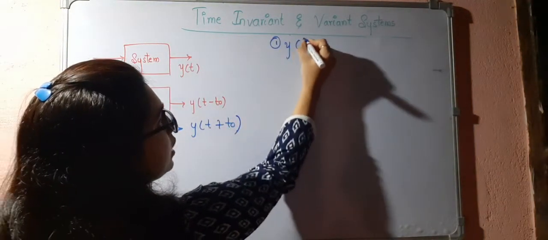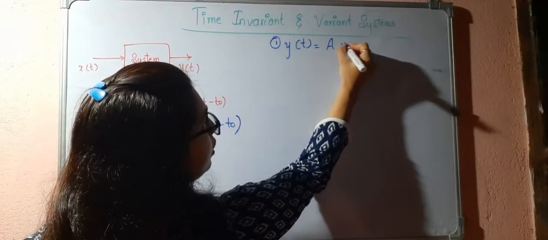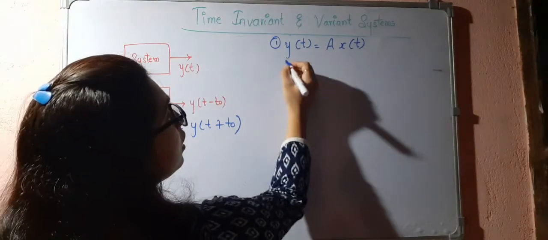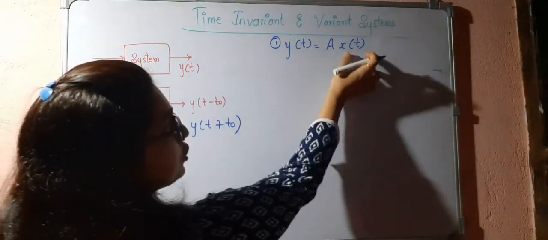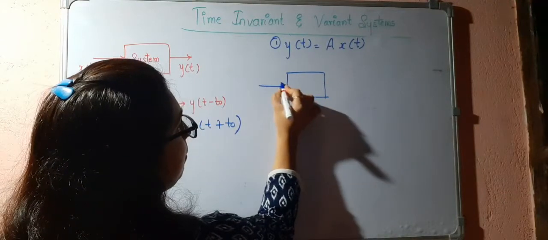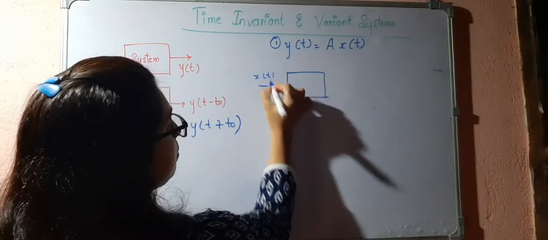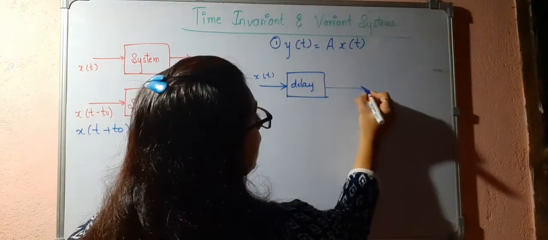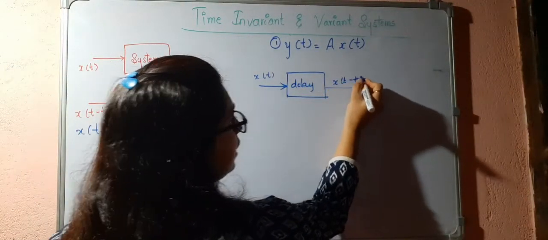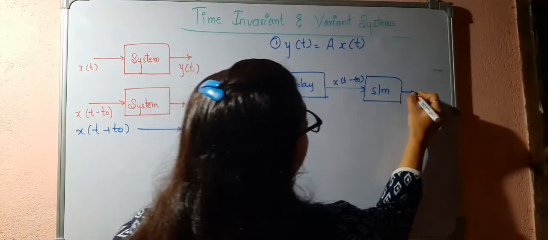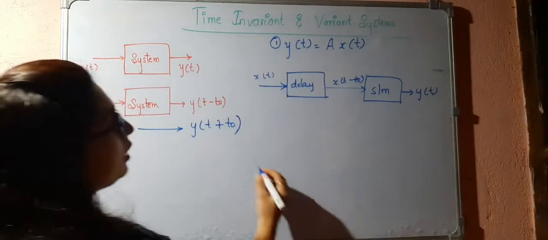Y of t is equal to a x of t. That is, I am multiplying the signal by a constant a. Now we can see, I will shift this input. This is similar to, see, I have a system. I am applying the x of t. That means I am passing it through the delay. Then I will be getting x of t minus t naught. After that I will be passing it through the system. Then I will be getting the output y of t.